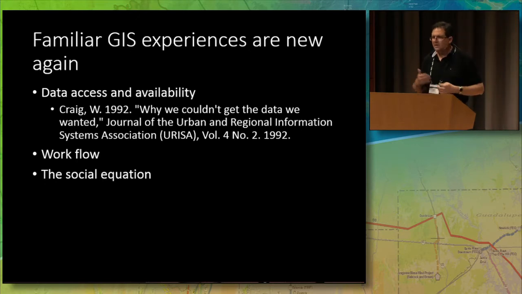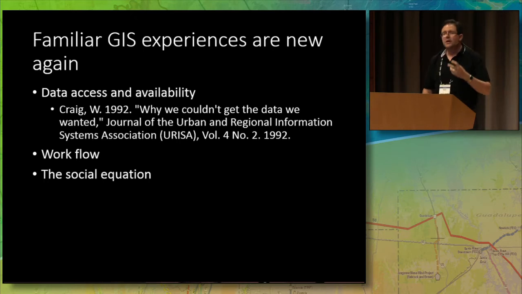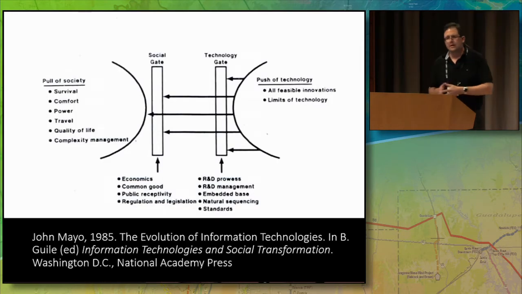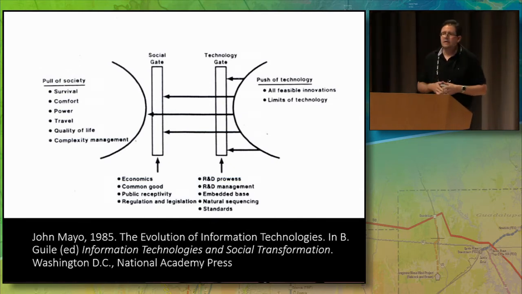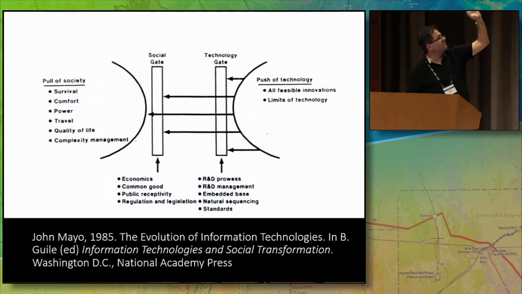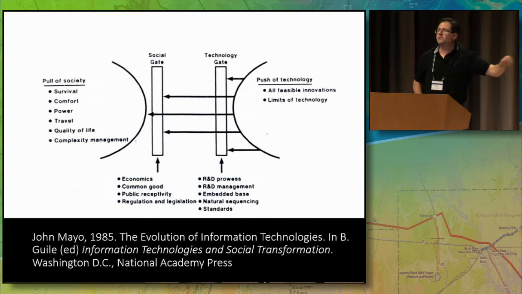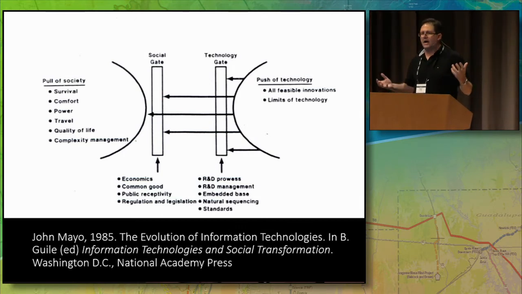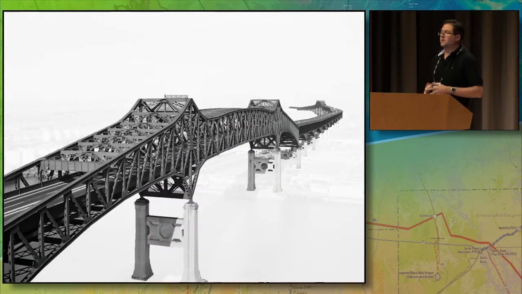Other familiar experiences are suddenly realizing that we have to really think about workflow again. And one that I really want to mention for a second is the social equation, which is thinking about how people fit into how we think about GIS. John Mayo, the IT genius who ran the Bell Labs, had this model that said a good innovation has to get through both the technology gate. It has to work, right? You have to somehow get the data into the system. Everything has to work. Can't blue screen. And then a social gate, which is people have to actually be able to use it and want it and desire it. There's 2 rivers you have to cross. Okay? This bridge has to get us across both.